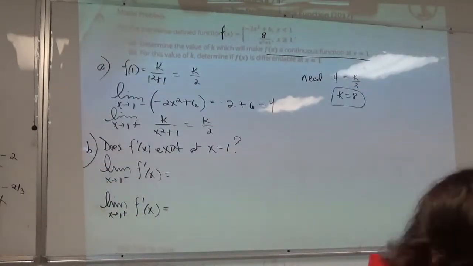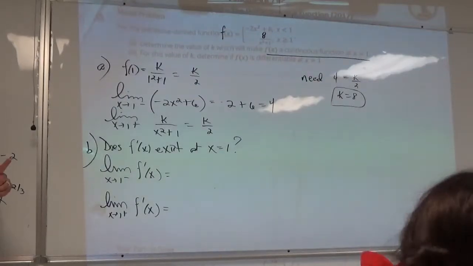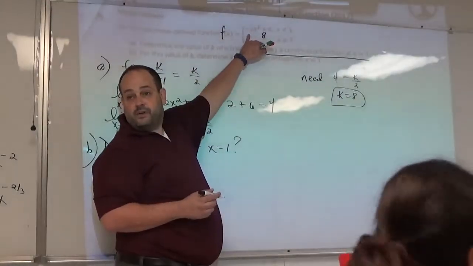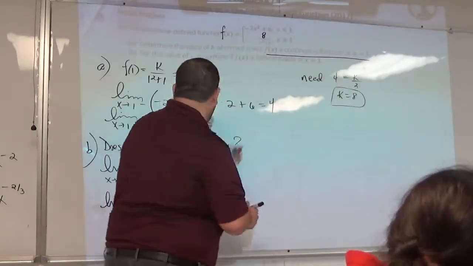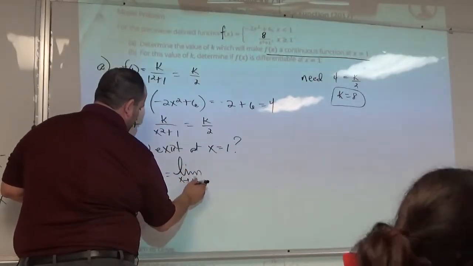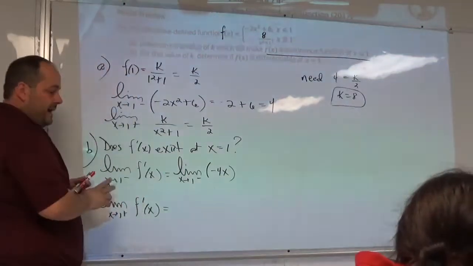One of these, you should know the derivative just by looking at it. Very little brain space required here. And that should be this top one, derivative of negative 2x squared plus 6. What's that going to be? Negative 4x. So I'm asking you to find the limit as x approaches 1 from the left of negative 4x.